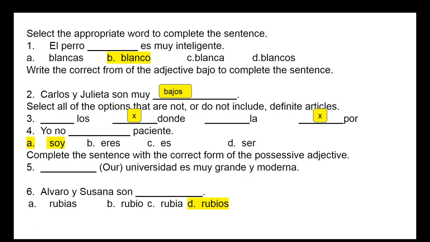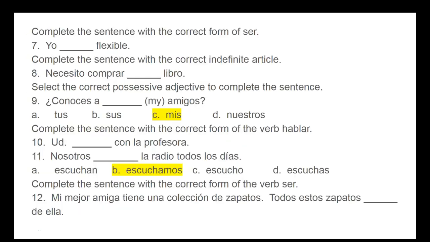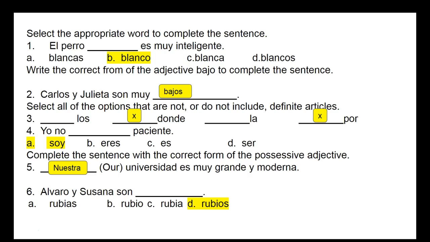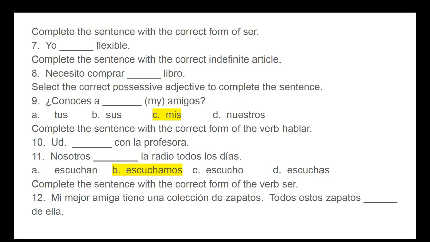Complete the sentence with the correct form of the possessive adjective. Nuestra universidad. And the reason it's nuestra and not nuestro is because universidad is femenina. So words that end in D, remember, most of the time are feminine. Número seis, Alvaro y Susana son rubios, right? So it's rubios because you have two people and one's a male and one's a female.